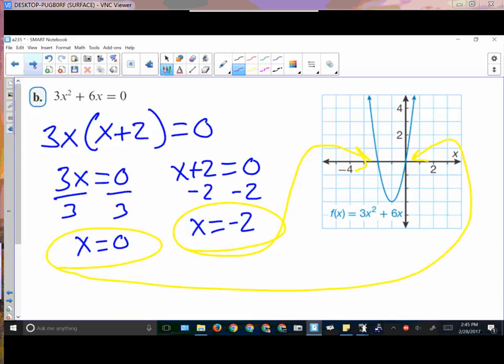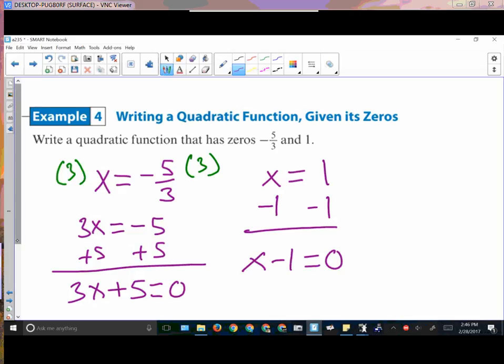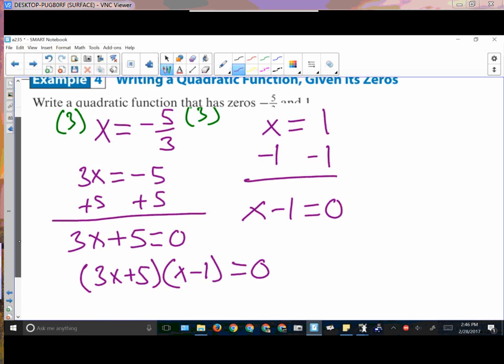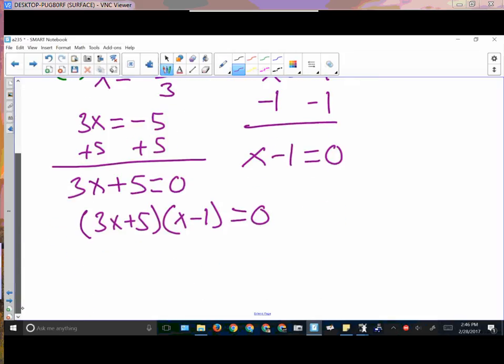So, even here, the x plus 2. X plus 2 is equal to 0. It was in parentheses. So guess what I put around these things? Could it be parentheses? So would I go 3x plus 5, parentheses, x minus 1 is equal to 0. We're getting closer. Now we are supposed to go and write the quadratic function that has these zeros.